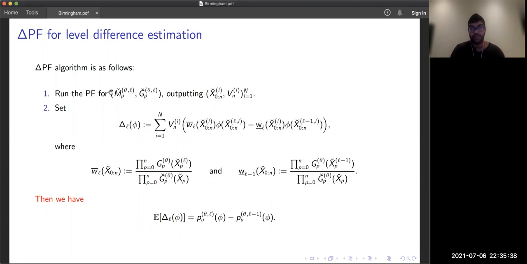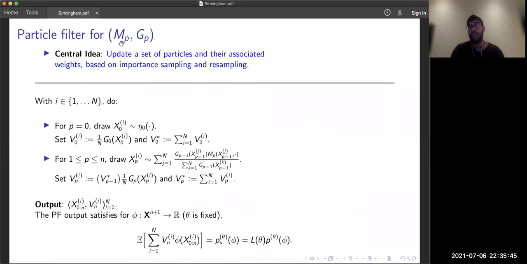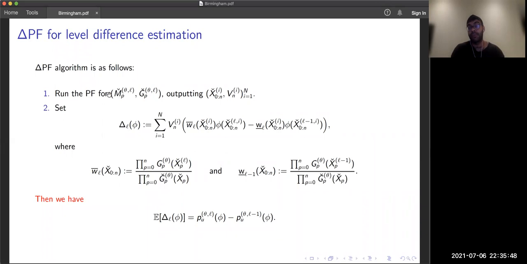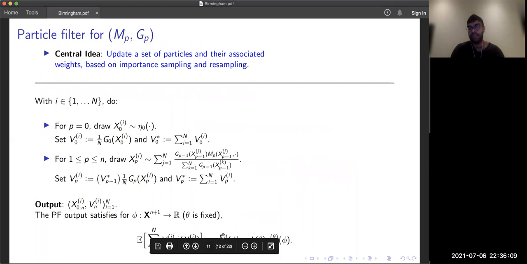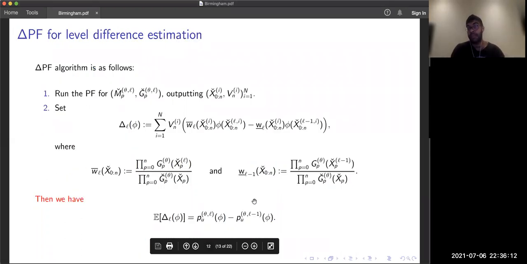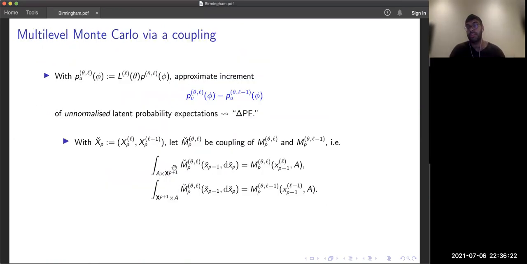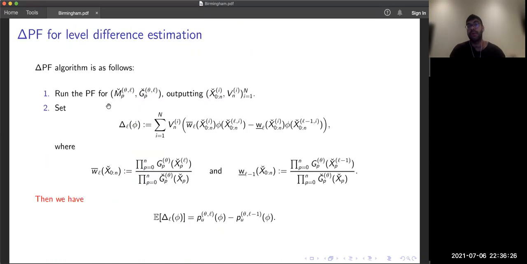But what is different is that instead of running the particle filter for M of p and G of p, as I mentioned right here, we run the delta particle filter for M cross of p and G cross of p, which were defined previously over here. Then at the very end, we have this output, which is the expectation under the delta particle filter, essentially P of theta u, but now with a coupling between the P of u theta at levels l and l minus 1. So the delta particle filter is exactly the same as the particle filter, except we introduce this coupling between the transition kernels and also the likelihood, given through M cross of p and G cross of p.